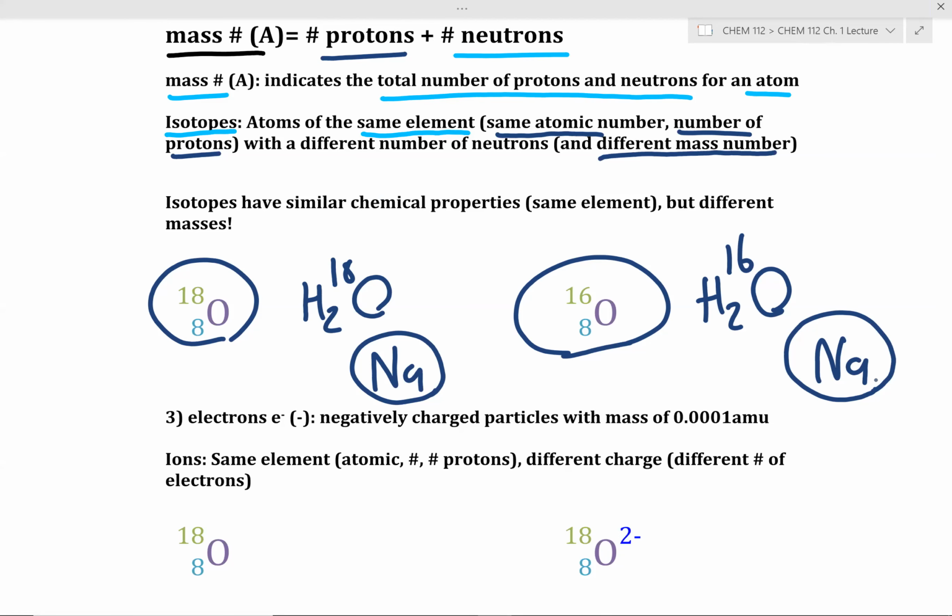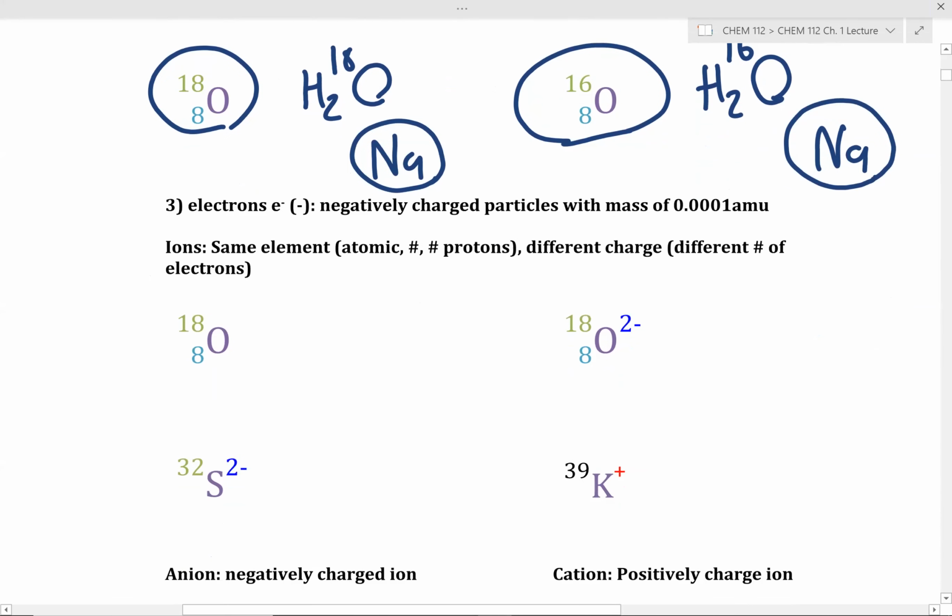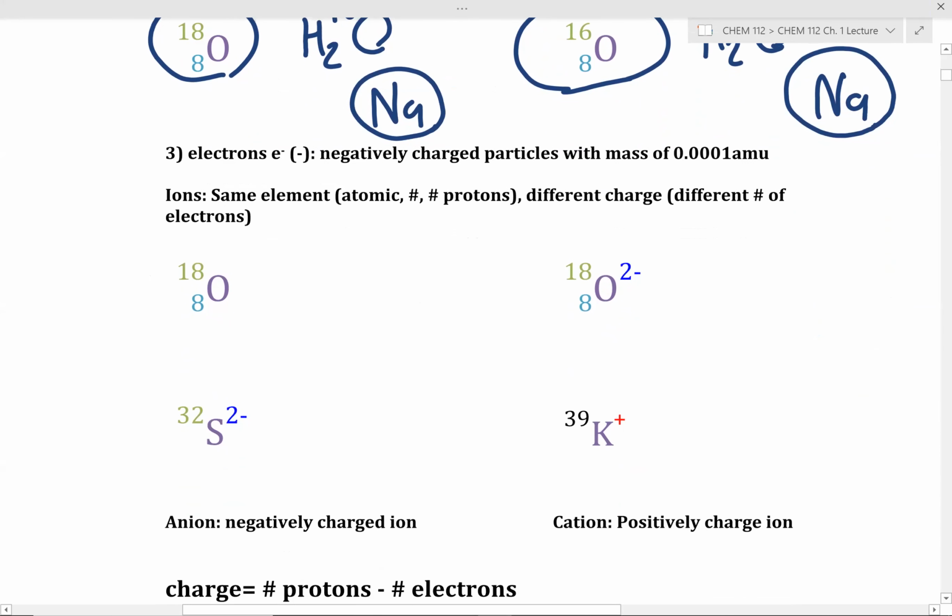Now, the last and probably the most important fundamental particle that we'll be dealing with this class session are our electrons. So, electrons fundamentally are abbreviated with an E minus. They are negatively charged particles with a mass of 10 to the negative 4th AMU. Electrons have a relatively small mass, but they are the primary component of negative charge in our atom.